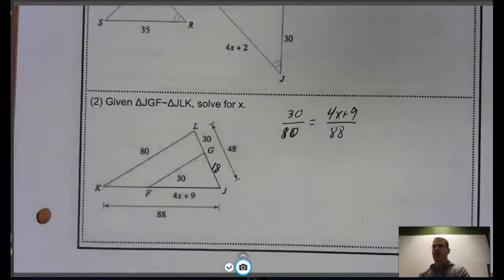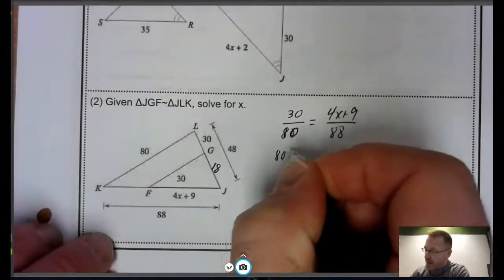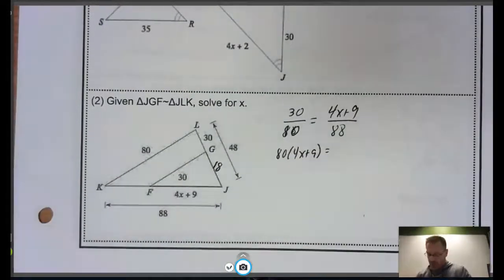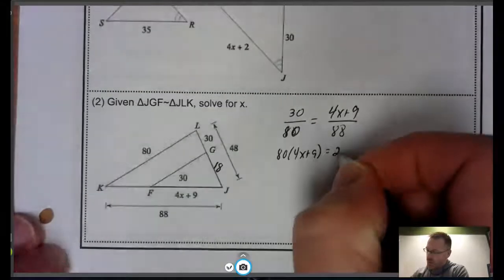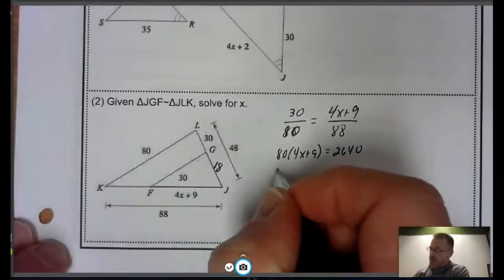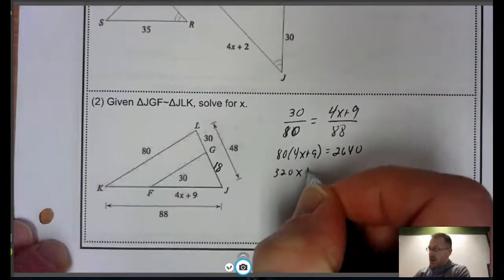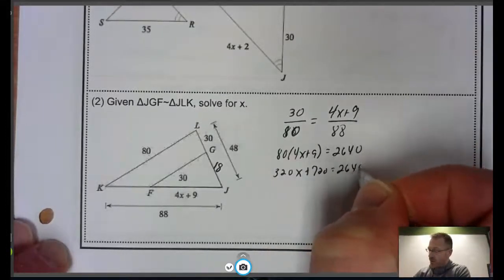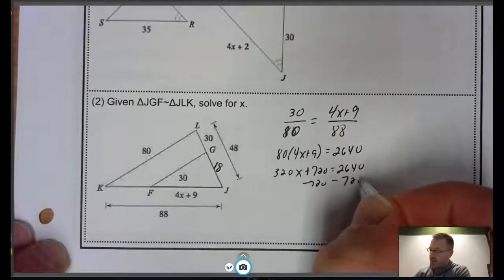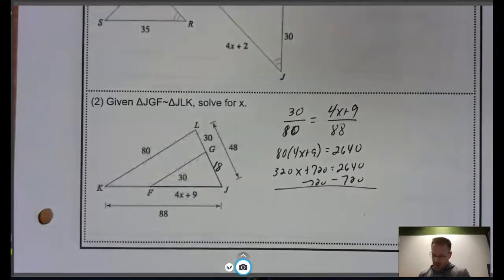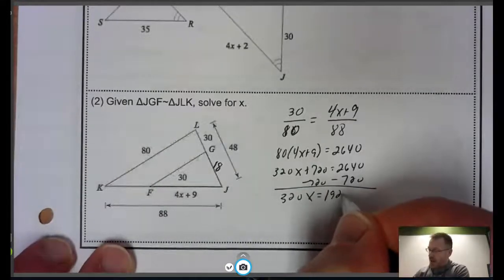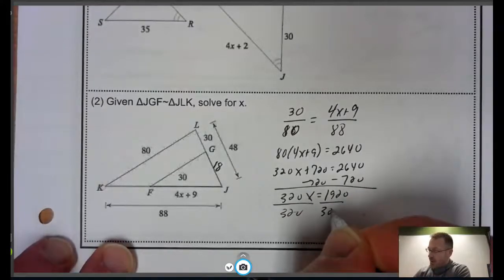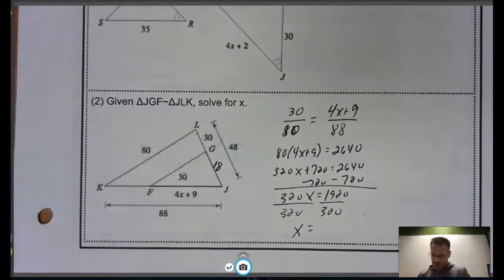And then you're starting to see a lot of the same types of problems now, right? Because every time we set up a proportion, we're going to cross multiply. And so we're going to have 80 times 4x plus 9 equals 30 times 88, which is 2640. And then when we distribute here, we get 320x plus 720 equals 2640. And then we can just continue with our solving process. So 320x equals 1920, and I can divide by 320, and that tells me that x is 6.